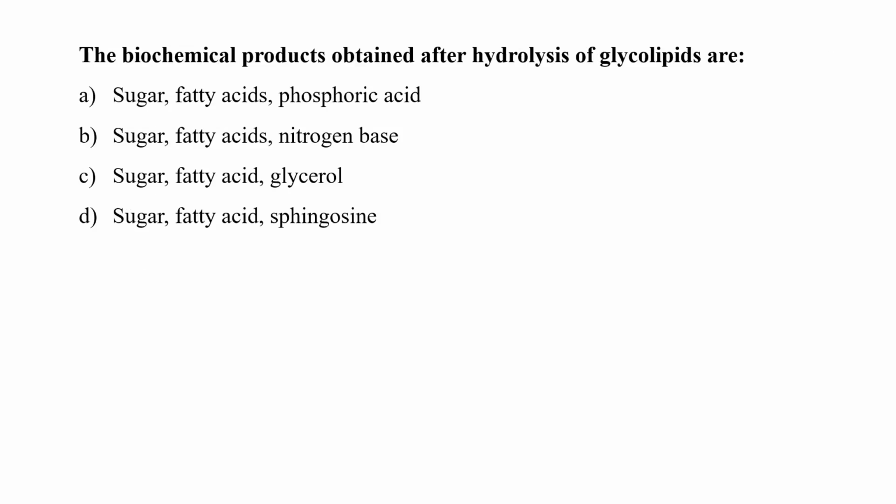The biochemical products obtained after hydrolysis of glycolipids are: sugar, fatty acid, phosphoric acid; sugar, fatty acid, nitrogenous base; sugar, fatty acid, glycerol; or sugar, fatty acid, sphingosine.